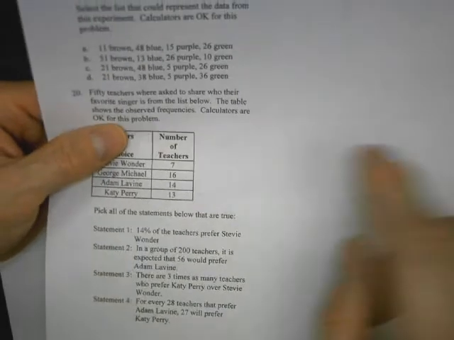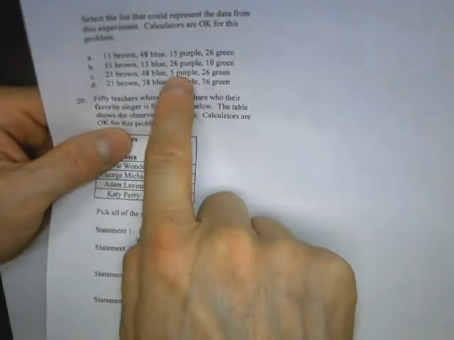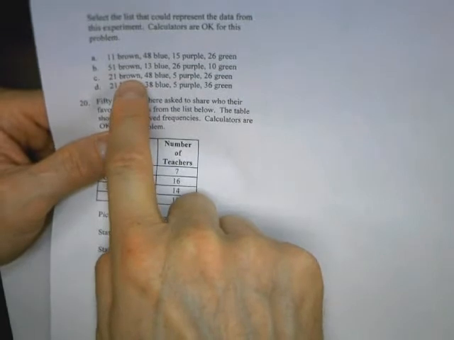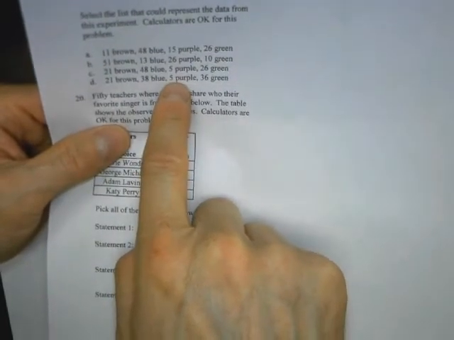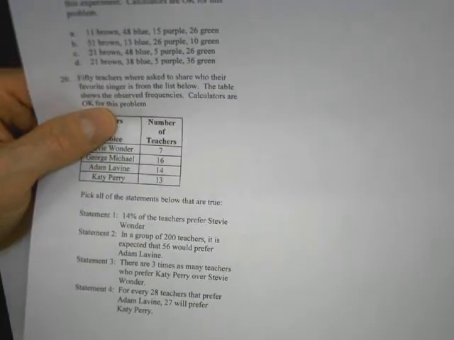So now we've got a 50-50 chance, don't we? Look at C. 21 brown to 5 purple. Well, 5 times 4 is 20, so that's about 20. So take a look at D. 21 brown, 5 purple. That's about 20 also. So it's either C or D. Let's take a look at the next one.